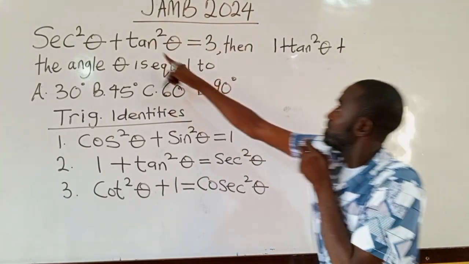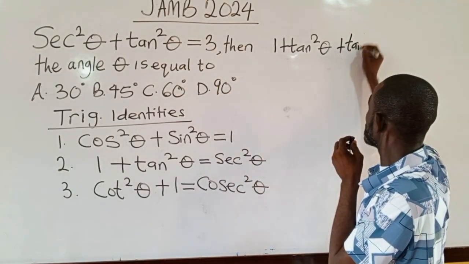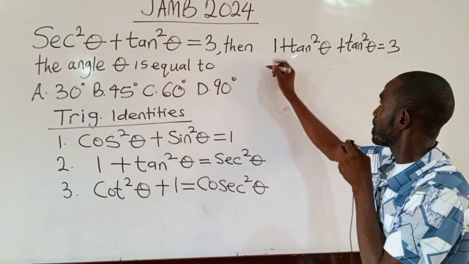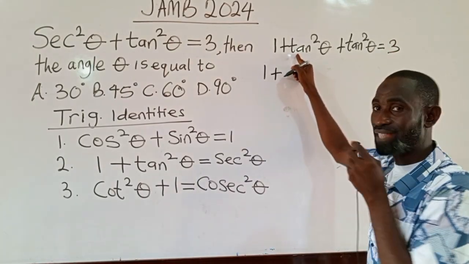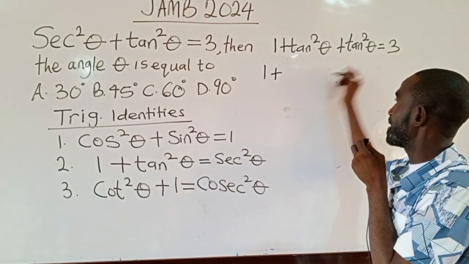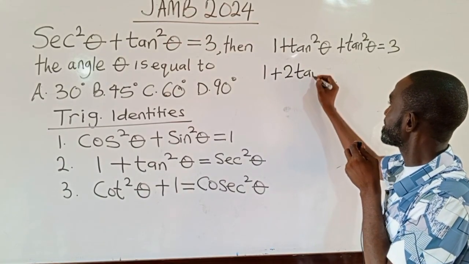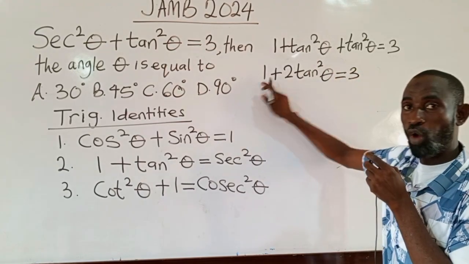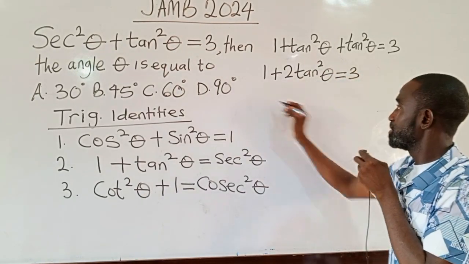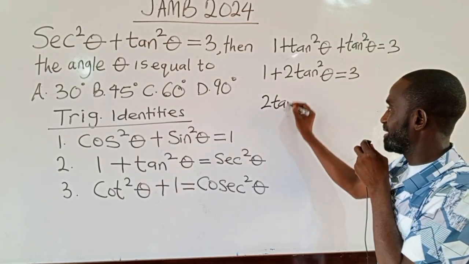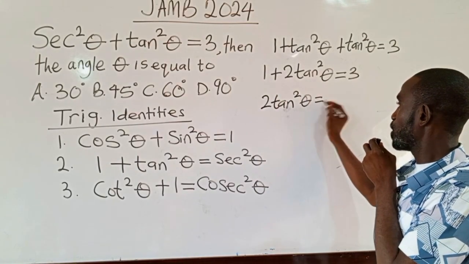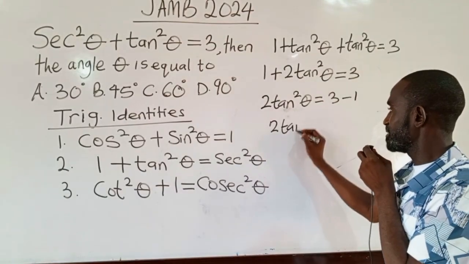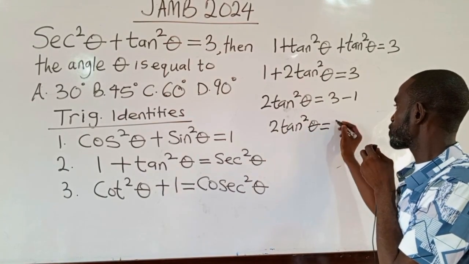Then plus tan² is equals to what now? 3. This will become 1 plus tan² plus tan² equals 3. So 2 tan² equals to what now? 3. 1 will come here, we collect like terms. So we now have 2 tan² equals to 3 minus 1. So we have 2 tan² equals to what now? 2.